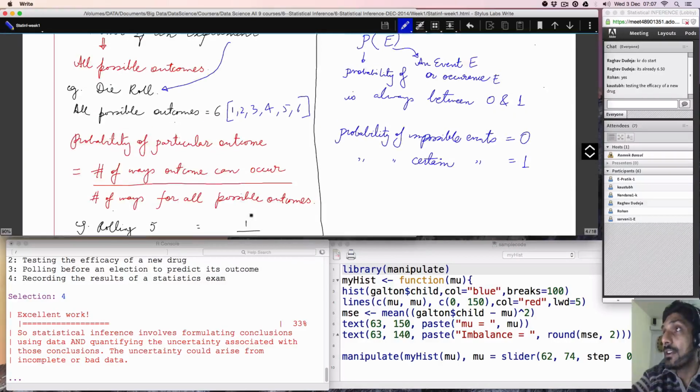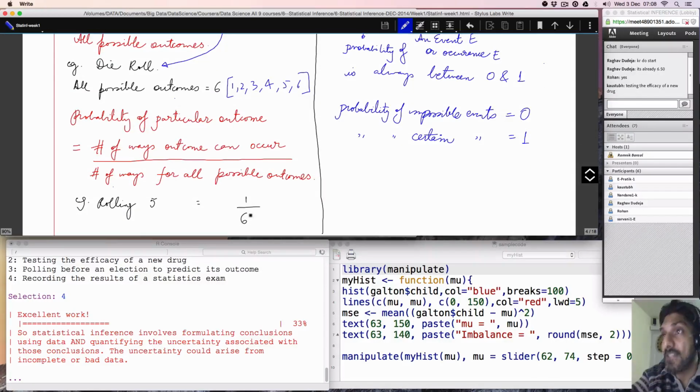Looking at a slightly more complicated example. Let's say if I was to roll 2 dice, right? What is the probability of getting the sum as 3? What will be my answer? I roll 2 dice. What is the probability of getting the sum as 3?